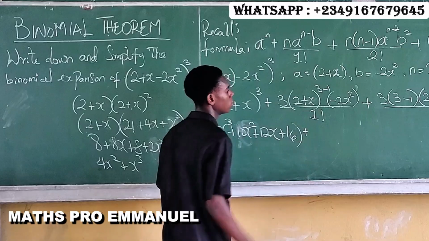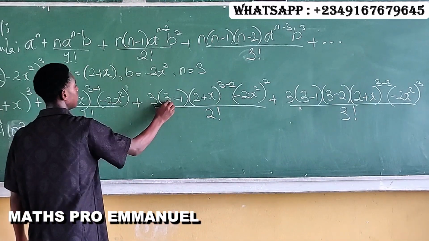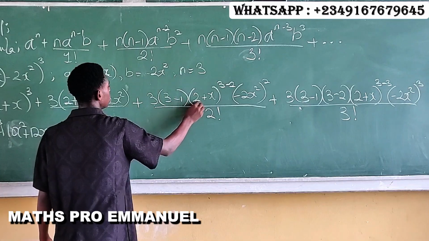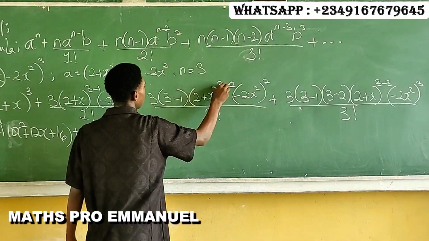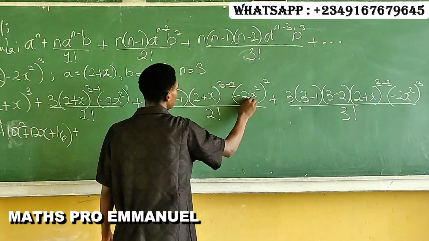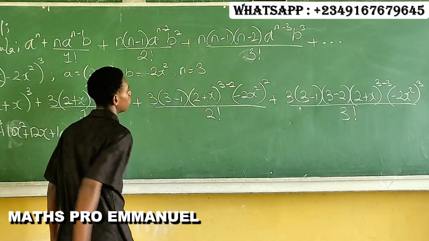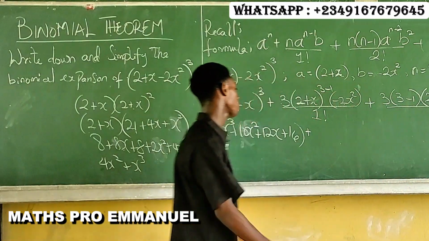Plus n, which is 3, times n minus 1, that is 3 minus 1. A is 2 plus x, all raised to the power of n minus 2, that is 3 minus 2, which is multiplied by B. B is minus 2x squared, all raised to the power of 2, all over 2 factorial. That's just recording the formula and putting in your values.